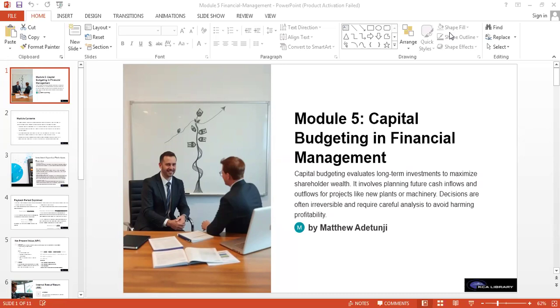Capital budgeting evaluates long-term investment to maximize shareholders' wealth, and it involves planning future cash inflow and outflow for projects like new plants or machineries. So in the process, decisions are often irreversible and require careful analysis to avoid harming profitability.